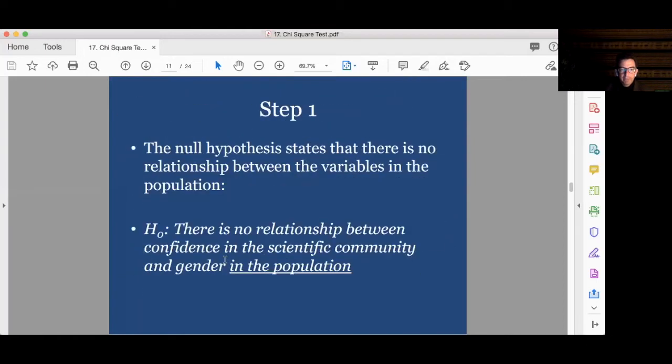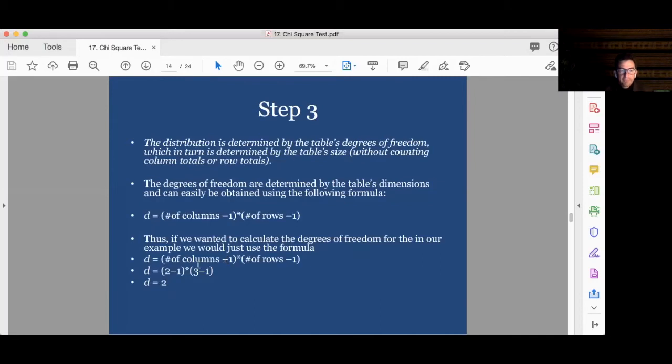If we go back to our little formula, number of columns, that's 2 minus 1, times number of rows, that's 3 minus 1. So we have 2 degrees of freedom. 2 minus 1 is 1, 3 minus 1 is 2, 1 times 2 is 2. So we know that if we had, in the population, a table of this size, right?